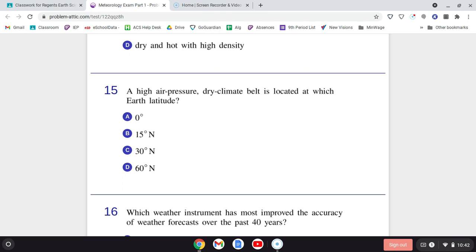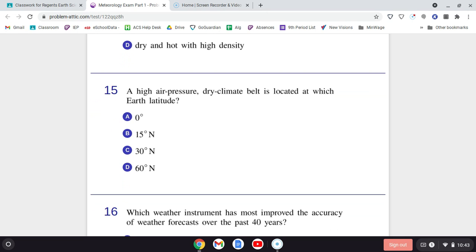A high air pressure, dry climate belt is located at which Earth latitude? I'm going to take away the A. So it's either 15 degrees north, 30 degrees north, or 60 degrees north. A high air pressure, dry climate.